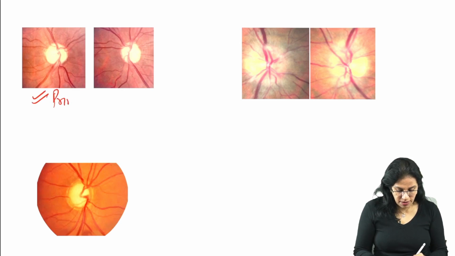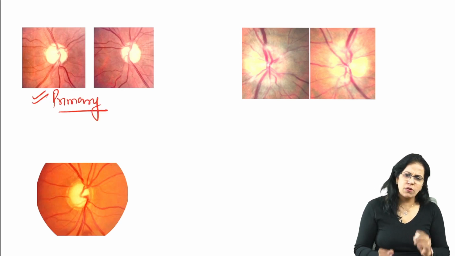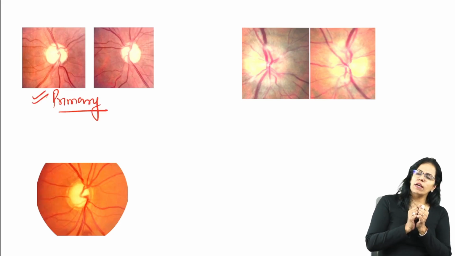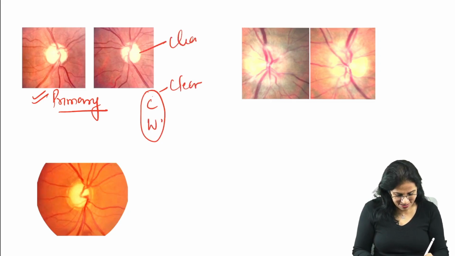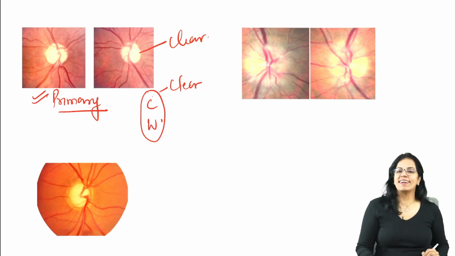So when you say primary, if I have to just look at the patient and say, tell me which atrophy is this? Primary optic atrophy, as you can see in the slide, has a clear disc margin, chalky white in color. So this is your clear disc margin and chalky white in color, right?